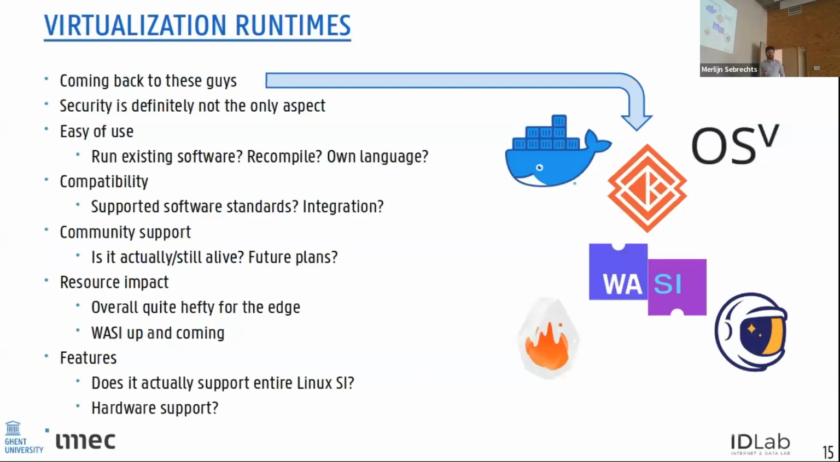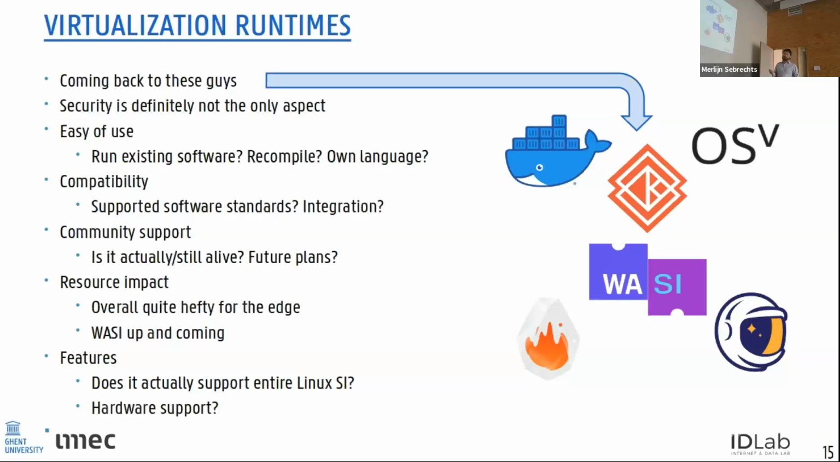Now, security is definitely not the only aspect to consider when choosing a specific runtime for your software. There's ease of use. For example, Docker is very popular. It's also very easy to use these days. Some of these other tools, well, of course, gVisor has the same tools, but there you have the performance issues. Some of these other tools are quite difficult to use at the moment and still under active development.